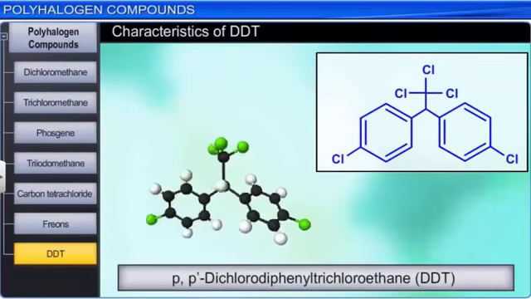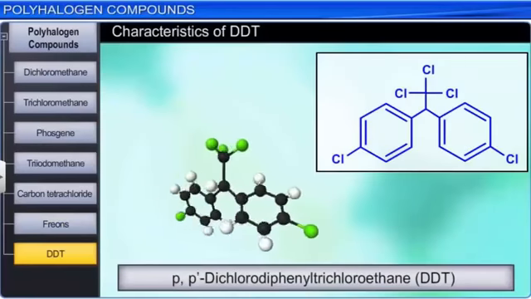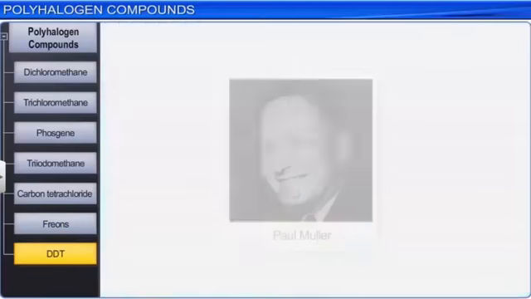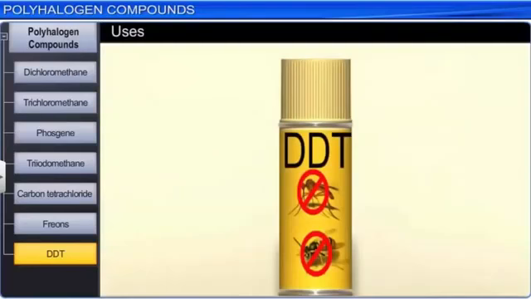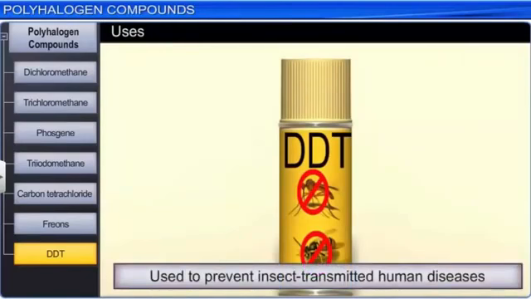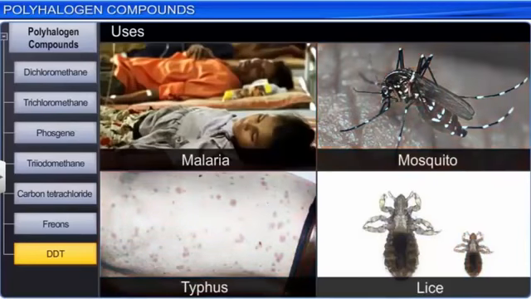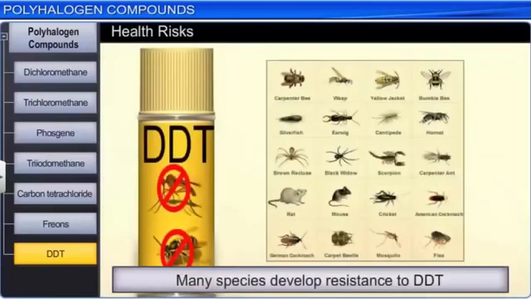The final compound that we'll discuss is known as DDT. Paul Mueller was awarded the Nobel Prize in Physiology and Medicine in 1948 for his discovery that DDT could be used as an insecticide. DDT has been used to prevent insect-transmitted human diseases, such as malaria, spread by mosquitoes, and typhus, spread by lice. However, many insect species develop resistance to DDT, limiting its effectiveness.